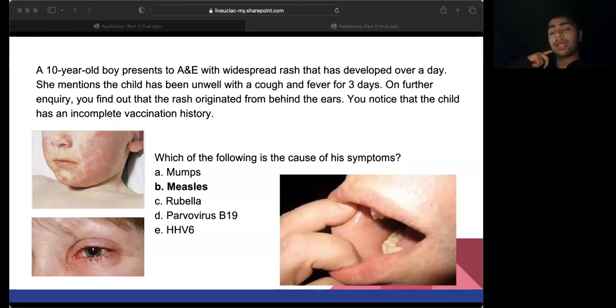So in this case, the rash originated behind the ears, and the picture shows conjunctivitis, which is a classic complication of measles. Another big giveaway in this is the incomplete vaccination history, which is one of the main reasons that you might end up seeing a child with this, because otherwise it's quite rare. The only reason that a child would have this is if they didn't have their MMR vaccination. And this picture in the bottom right shows Koplik spots, which are the characteristic spots on the buccal mucosa that you get in measles, which are pathognomonic for the condition too. So we can go on to the next slide.